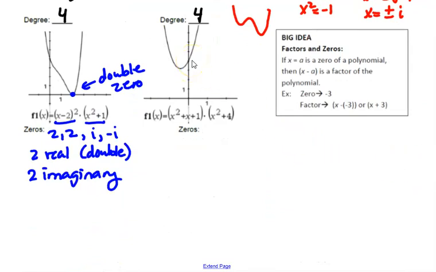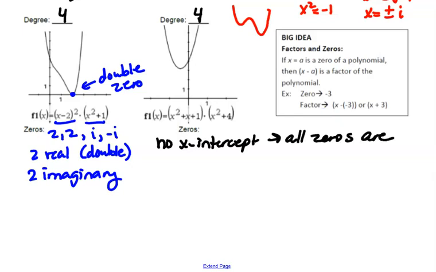Now with this one, all the zeros must be imaginary because there are no x-intercepts. No x-intercepts. That means all zeros are imaginary. So it must have 4 imaginary zeros, and we get 2 from each factor. So I should say all 4 zeros are imaginary. So I think I'll just put it in there. All 4 zeros are imaginary.